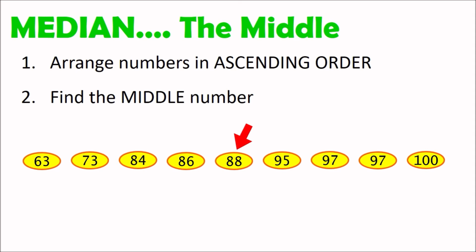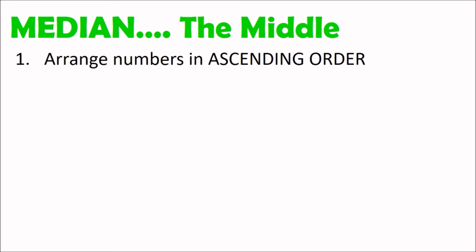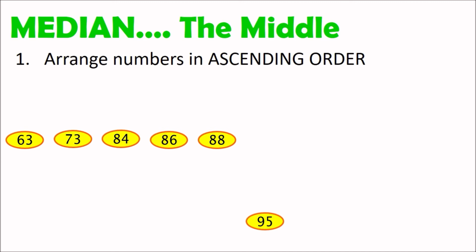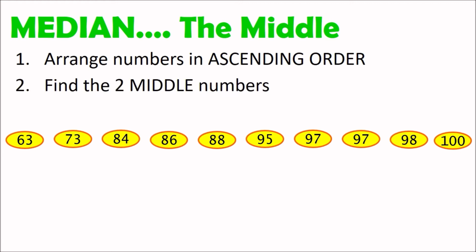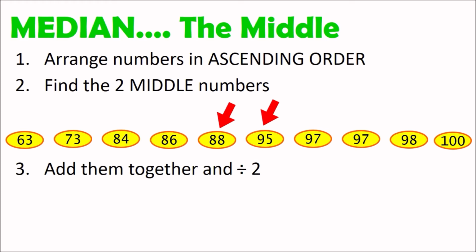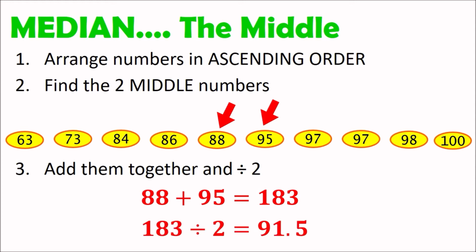When we have an even number, so say we have 10 numbers in our list, it's slightly different. So the first step remains the same, and we put our numbers into ascending order. And you'll see here now that I've got 10 numbers. What you're going to do this time is look for the middle 2 numbers. So in this case, we've got 88 and 95. We're then going to take those 2 numbers, add them together to get 183, and then we're going to divide them by 2, which tells us that 91.5 is halfway between 88 and 95. So that is your median, your middle number.